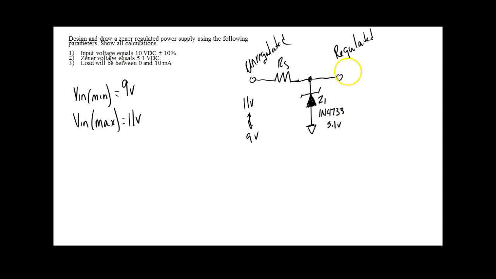Now over here on my load, I'm going to put some type of load. So what we'll do right now is just put a resistor over here. Of course, it's going to be variable, and it's going to go from 0 milliamps all the way up to 10 milliamps. So we'll be able to take the load off. Are we okay? So there's my circuit. That's all the information I need to be able to calculate this thing.